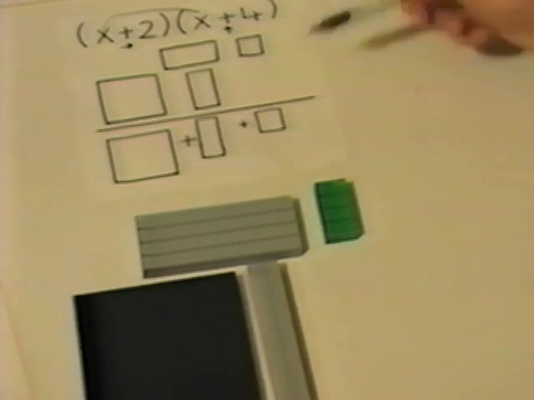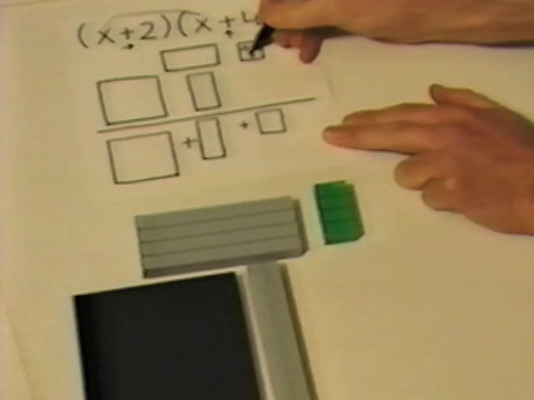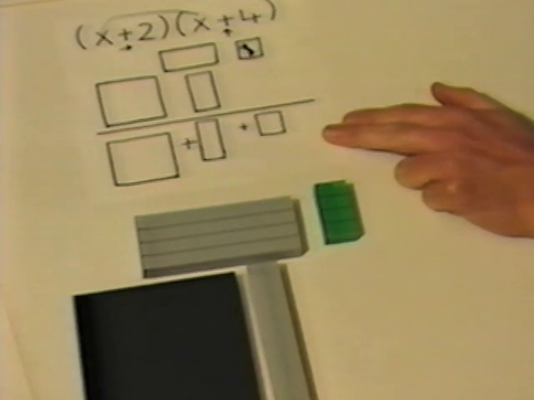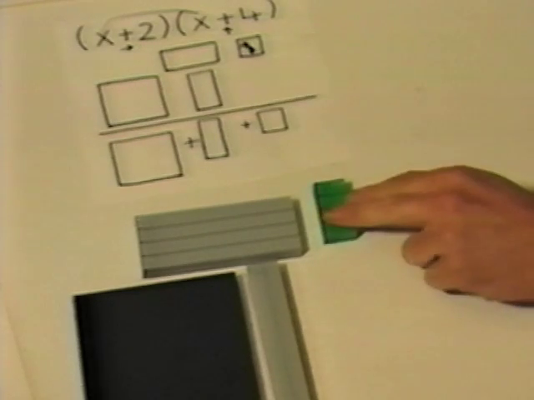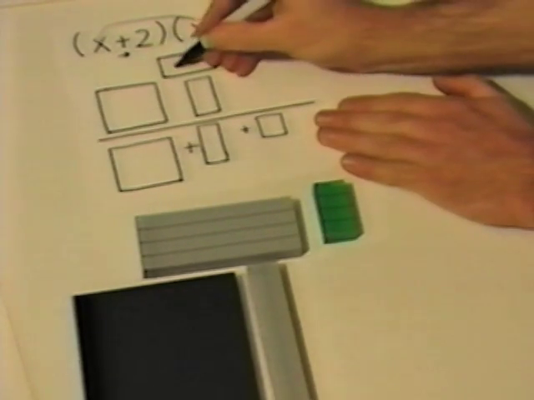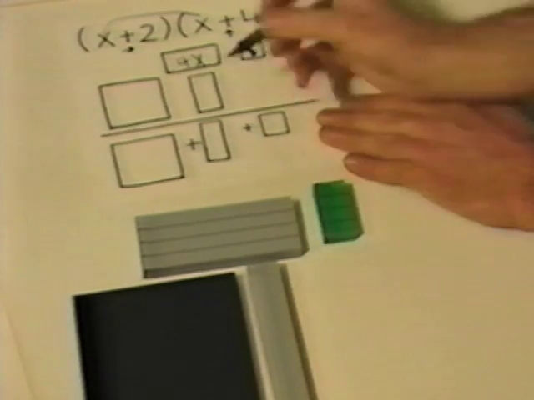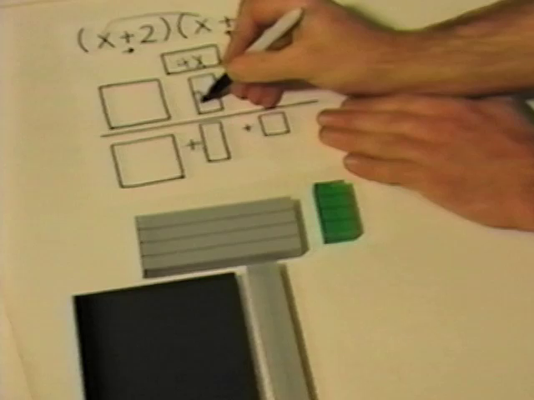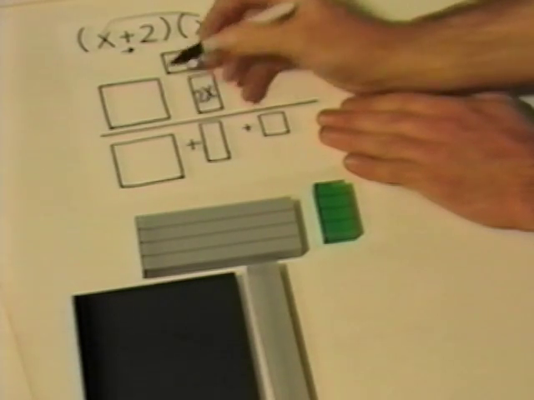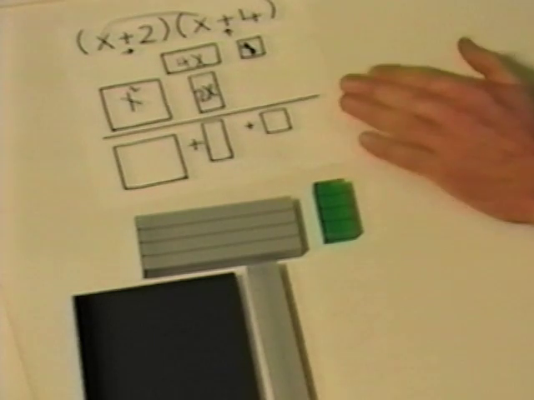Here we have this rectangle, which contains 8 units. And notice again, we are doing what? Learning our multiplication facts. 2x4 is 8. Here we have 4 x's in this rectangle. Here we have 2 x's in this rectangle. And here we have x squared in this rectangle.